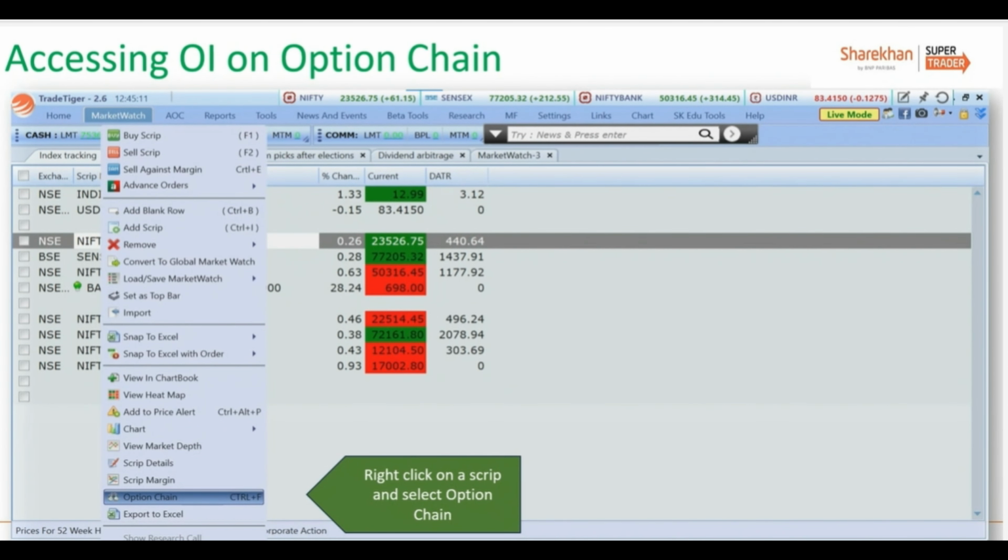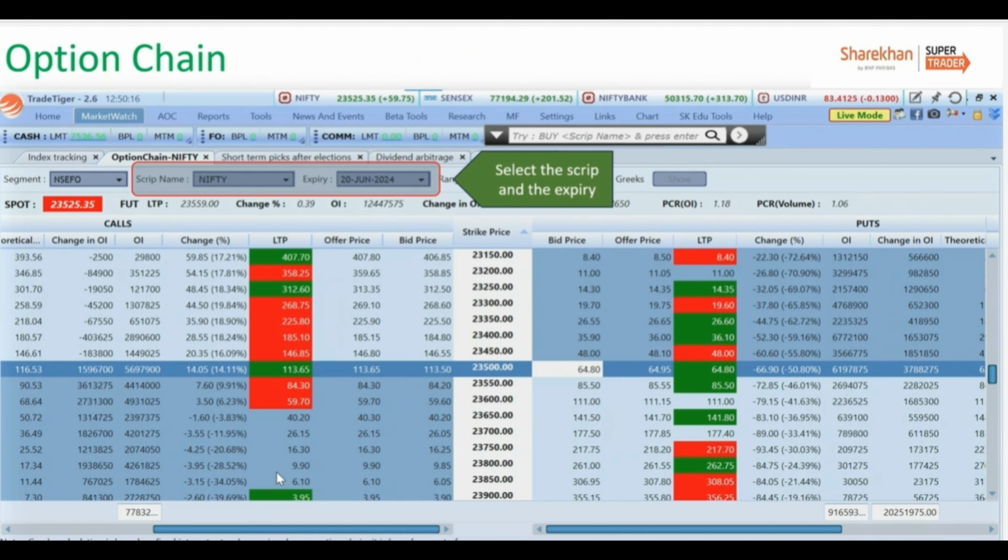Now this is how we look at the Trade Tiger option chain. I'm showing you some screenshots, but I will very shortly go on the live Trade Tiger as well. When you right click on any security, you have the option of option chain. The shortcut for that, however, is Control F. You can do that and get to the option chain.